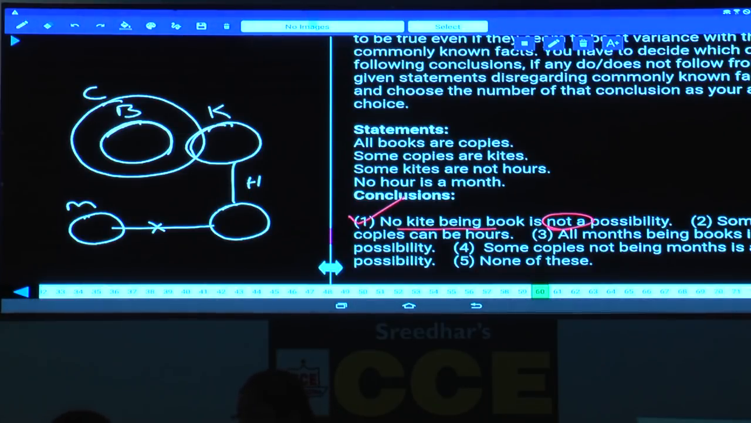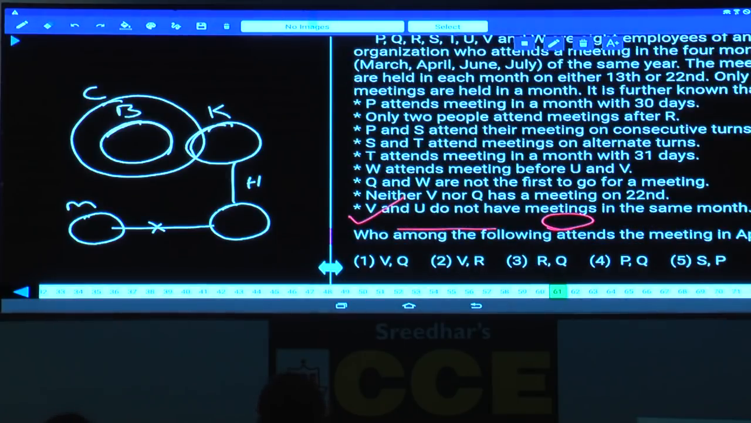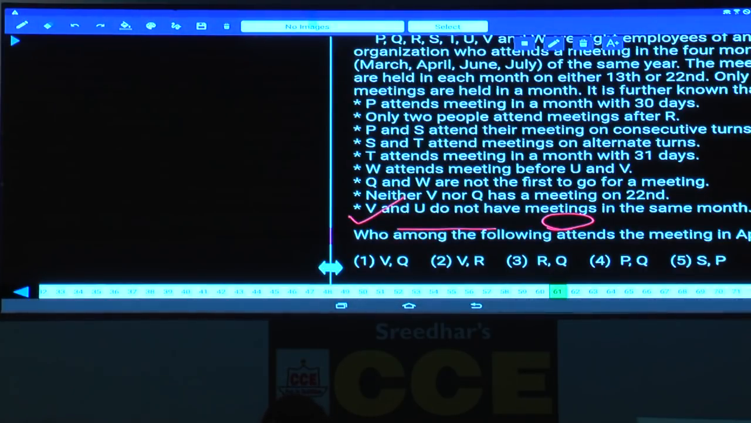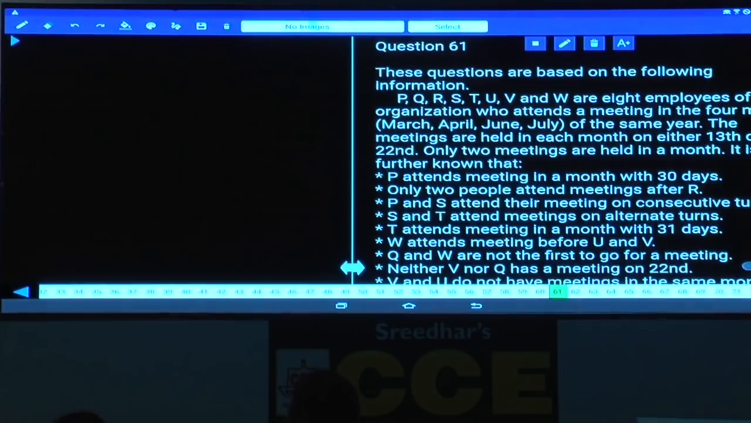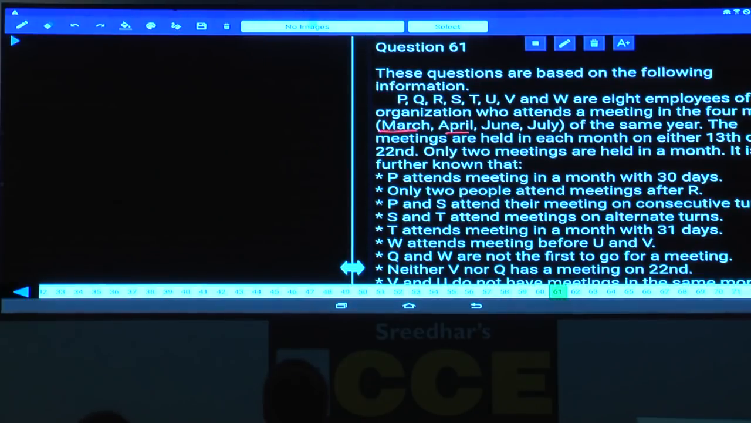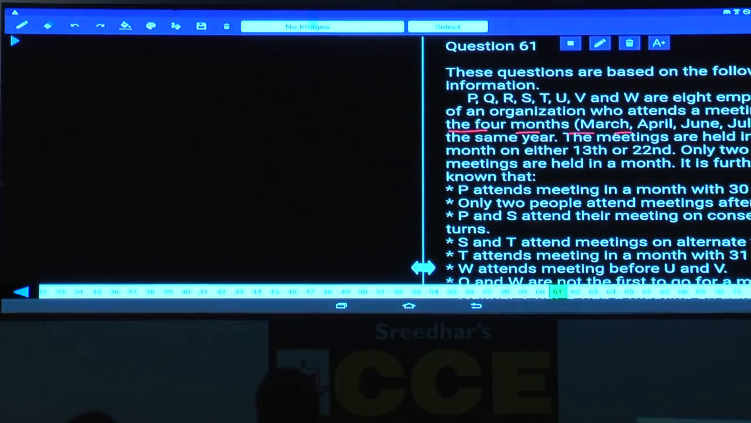Then 61 to 65. Has done with this 61 to 65? P, Q, R, S, T, U, V, and W are 8 employees of an organization who attend a meeting on 4 months: March, April, June, and July of the same year, isn't it? The meetings are held in each month on either 13th or 22nd. How many months do we have? We have 4 months.